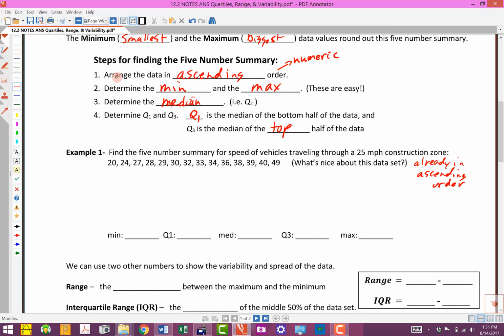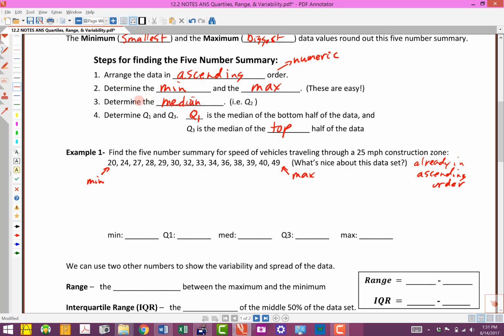So let's run through these steps here. Steps for finding a 5-number summary. Arrange it in ascending order. Well, that part is done for us. Okay, determine the min and the max. So the min is the smallest one, and I'm just going to draw an arrow to that. The max is the largest one, so we've got that taken care of.